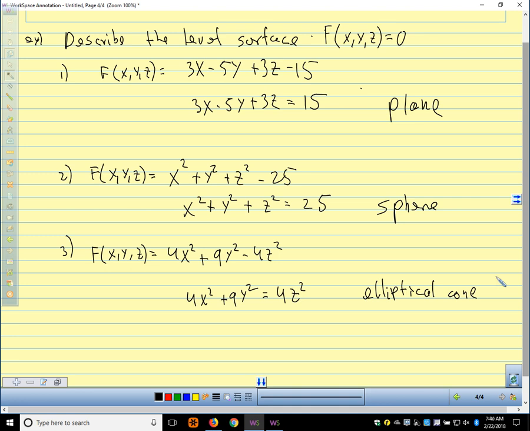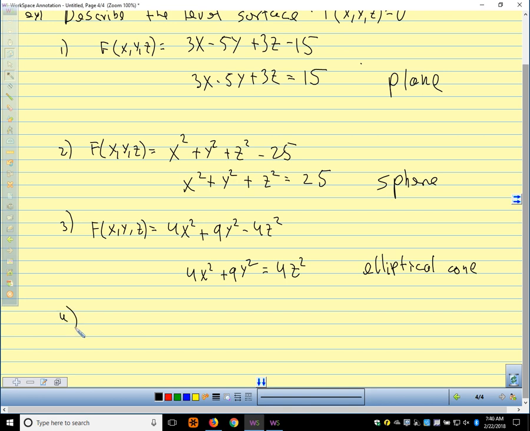So if we look at the xz plane, 4x squared equals 4z squared. So x equals z. You get lines that are the sides. Same thing here, we get lines for the sides, and parallel to the z-axis we get ellipses. So we get the straight sides, but they're connected with ellipses. So elliptical cone.